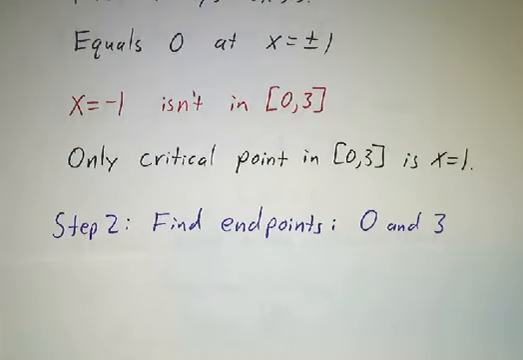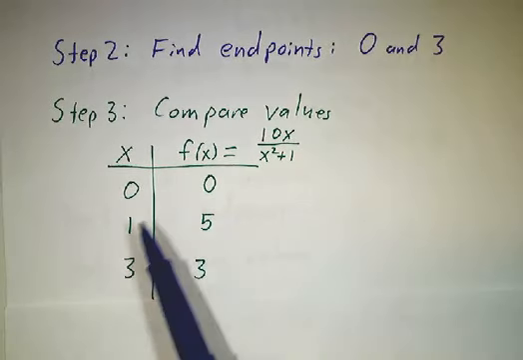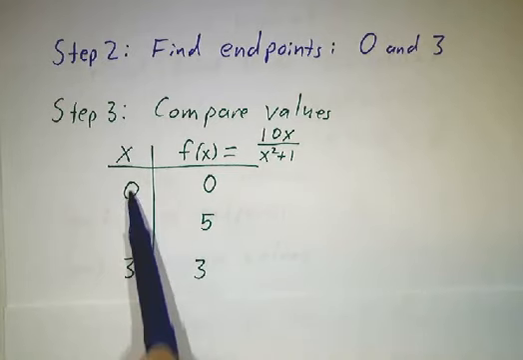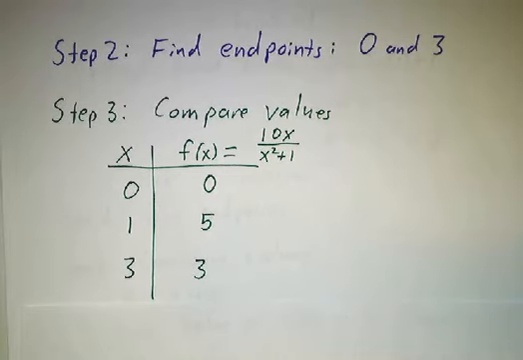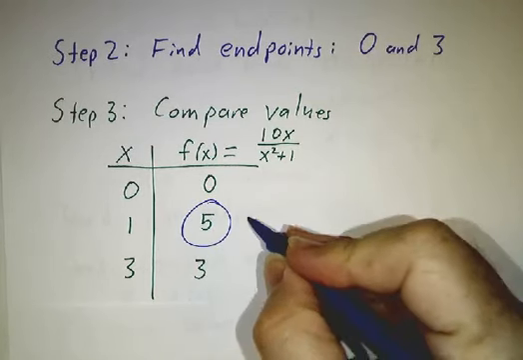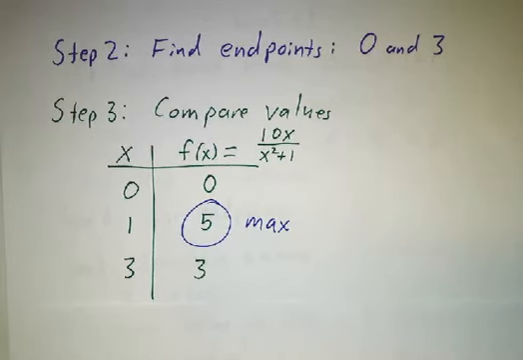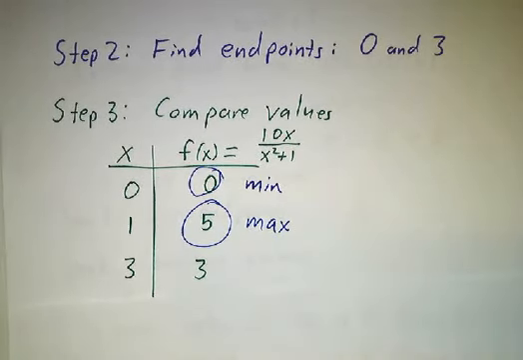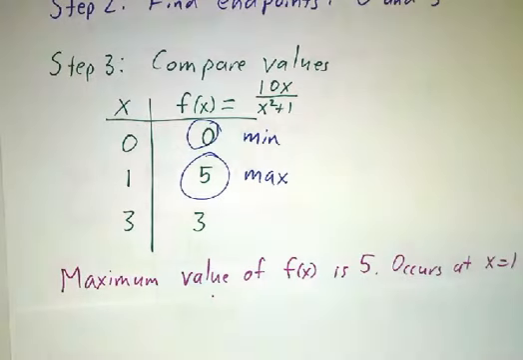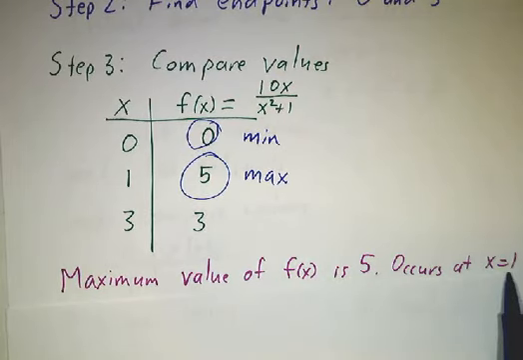Find the endpoints? Well, that's pretty easy. And then we just make a table. The only candidates for maximum and minimum are the endpoints 0 and 3 and the critical number 1. And now you look at these and say, which is the biggest of 0, 5, and 3? Well, 5 is the biggest. 0 is the smallest. And we're done. The maximum value of the function is 5. Where does the function hit that maximum value? It hits the maximum value at x equals 1.